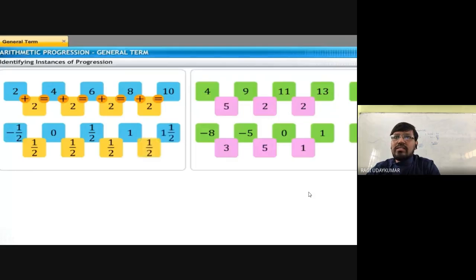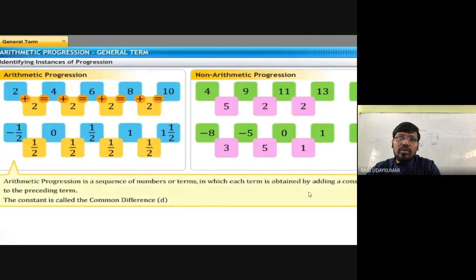Sequence is nothing but just a list of numbers. About sequences and series, you are going to learn clearly in your 11th class. So the first two are arithmetic progressions.